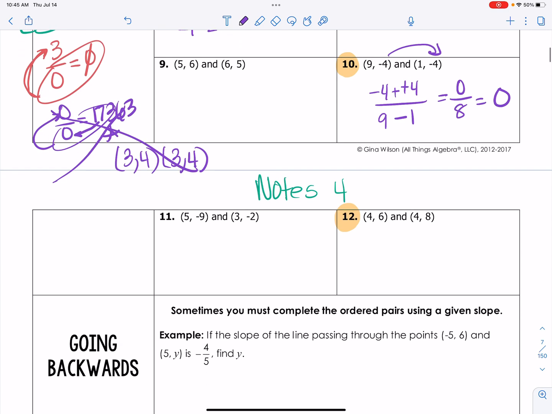And then on 12, if I start with this one, I'm doing 6 minus 8 over 4 minus 4. So I get negative 2 over 0. So this one is undefined. Cannot do it.